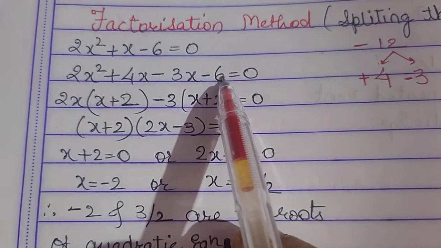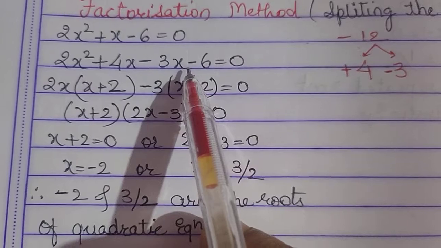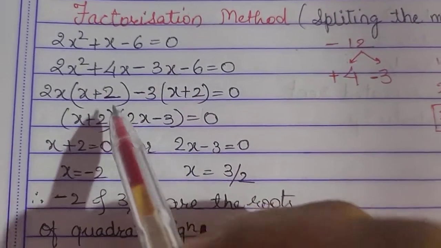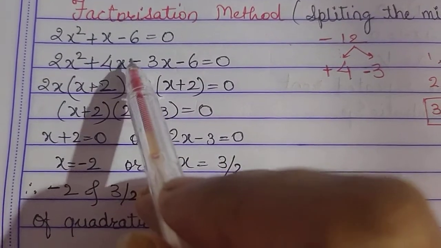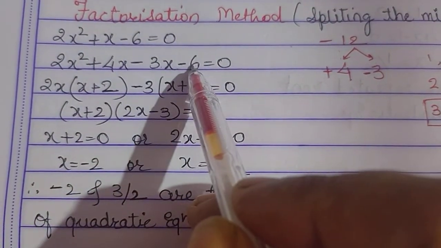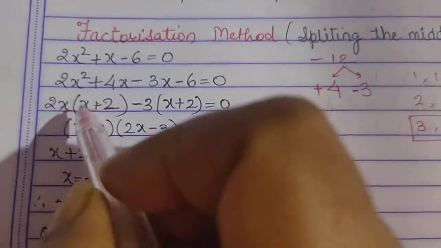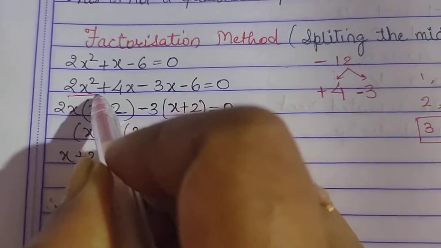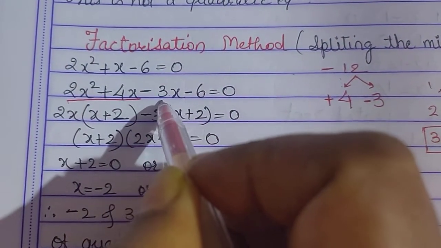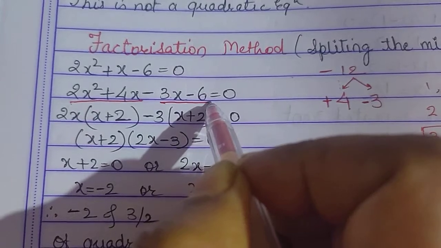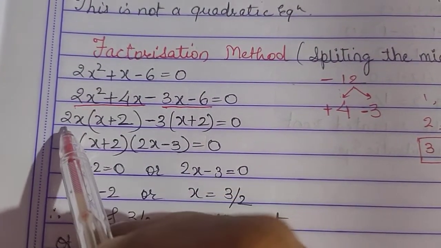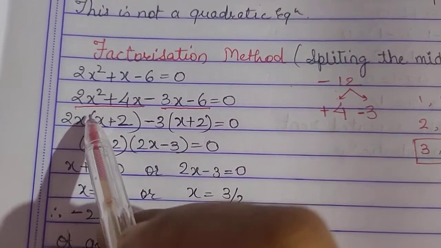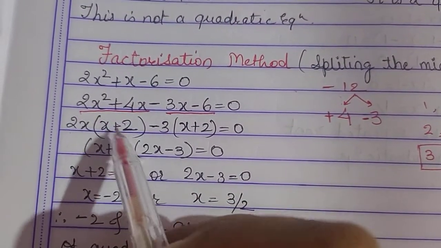So this is called the splitting the middle term method, factorization method. Okay, so 2x square plus 4x minus 3x minus 6. Now we'll combine the terms, form the groups. This is our first group, then the second group. We have to take common. So from 2x square plus 4x, we can take 2x common and write the remaining terms in the bracket.